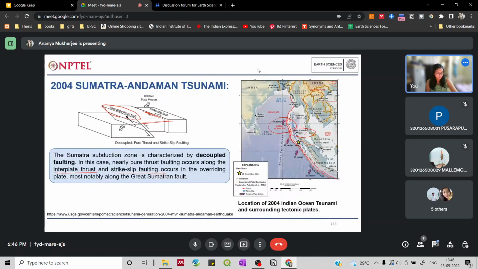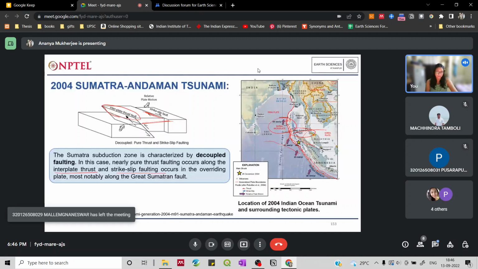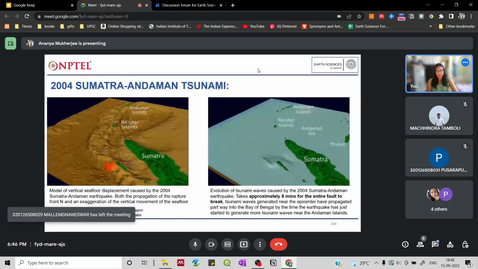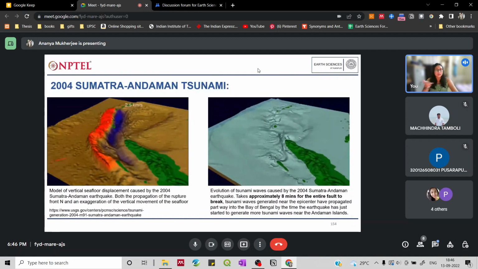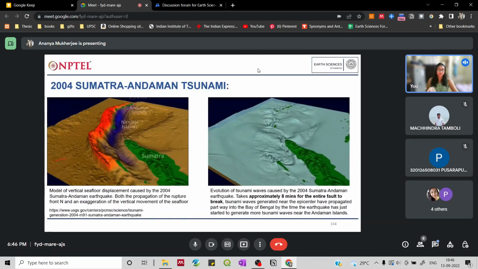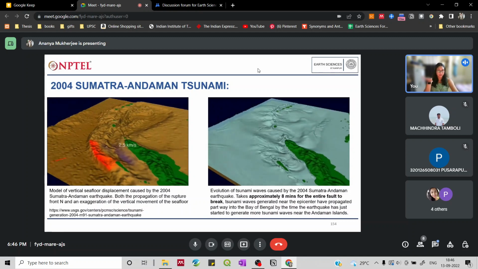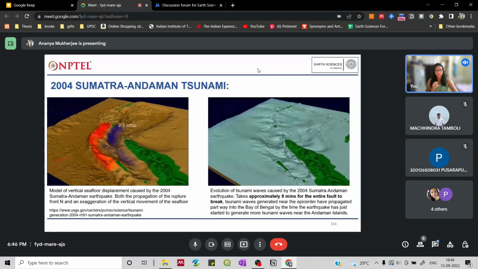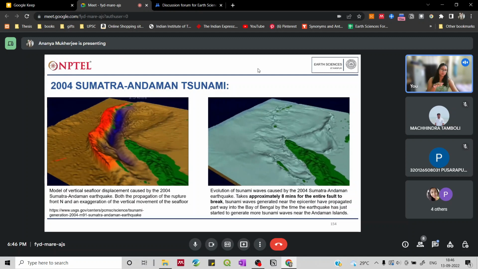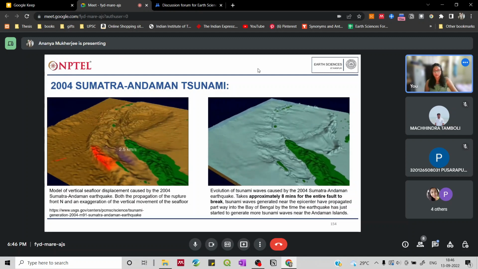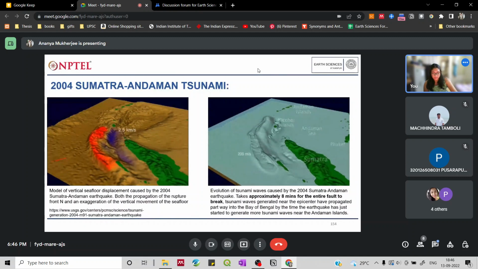The Sunda plate is the overriding one, and this is subducting downwards. Over here you can see the animation to your left. The red part is the uplift, the area which rose up due to the deformation that happened along the fault, and the blue area is the subsided one, where the crust has gone down. So this was the fault, and this went up and this went down.